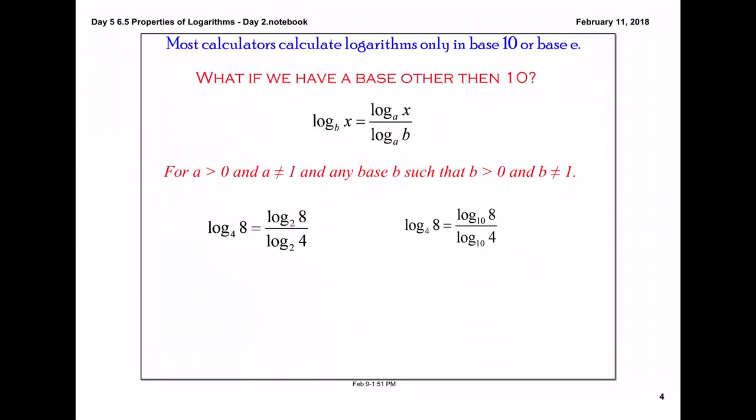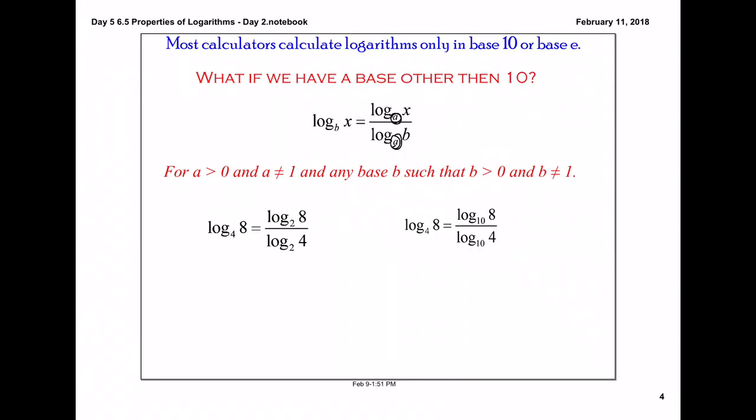Most calculators calculate logarithms only in base 10 or base e. What if we have a base other than 10? So log with a base b of x is equal to log with the base a of x over log with the base a of b. You can make this a any number that you would like, for a greater than 0 and a not equal to 1, and any base b such that b is greater than 0 and b is not equal to 1. So you can see the examples below.